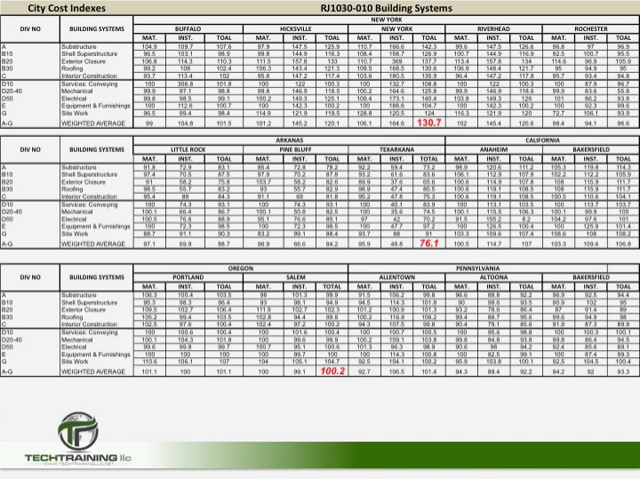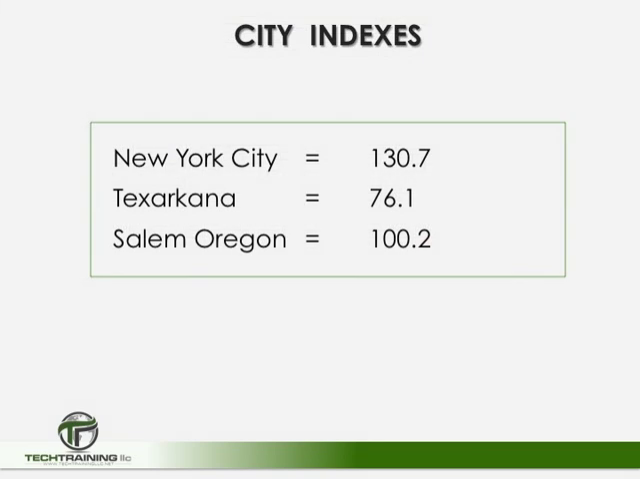Once they took a look at the data, the most expensive city to do work in was New York City, with an index of 130.7. The least expensive was Texarkana at 76.1, and the city closest to the national average was Salem, Oregon at 100.2. These indices are bolded in red as the weighted average for those cities. So again, here are those city cost indices for those three cities that we just stated. Now we're going to adjust our price for location and determine what the cost of our motel would be in these three cities.